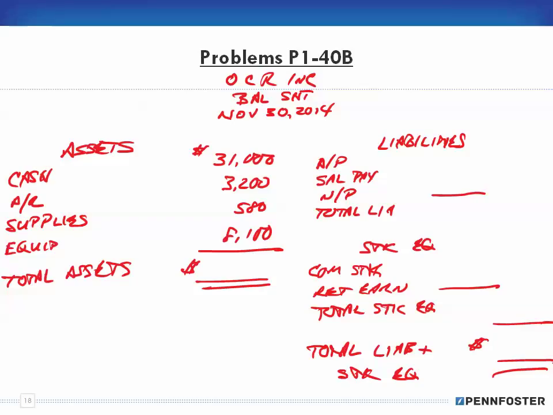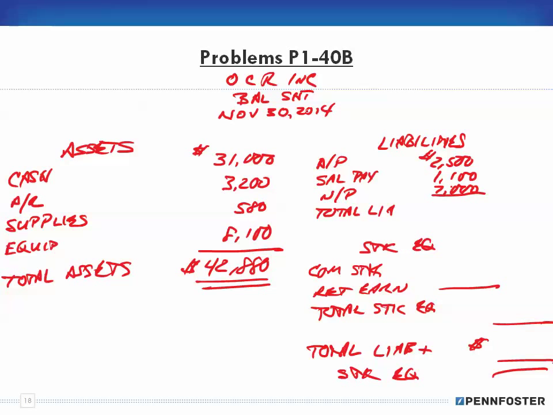Okay, so that's going to total up, and I'm going to end up with $42,880. Okay. Now, liabilities. I have accounts payable, salary payable, and note payable. Well, it's the first number in the column that gets the dollar sign, and the accounts payable is 2,500. Let me write that a little bit better. 2,500. My salary payable is 1,100, and my note payable is 7,000.